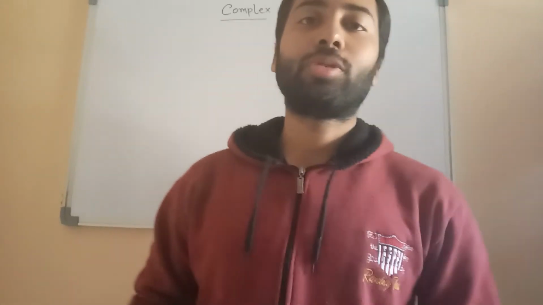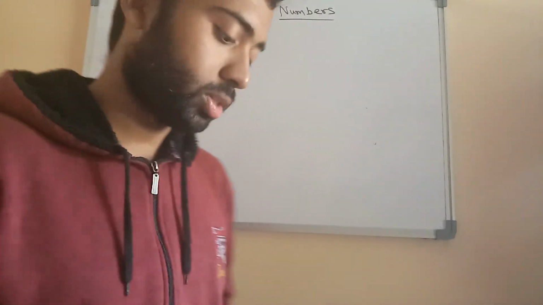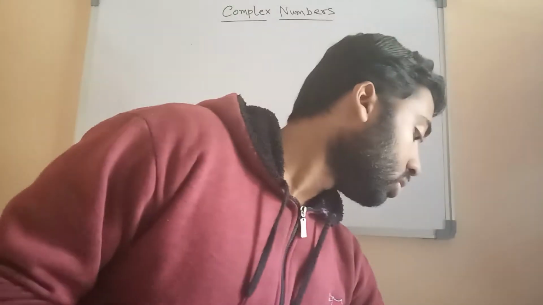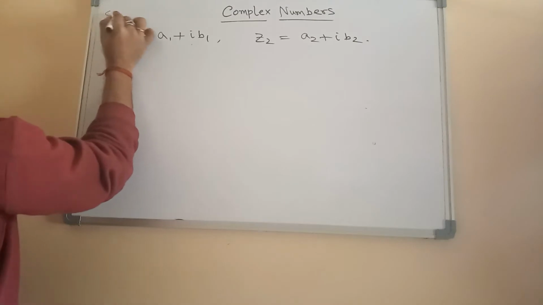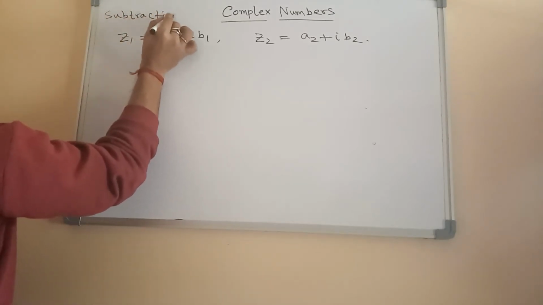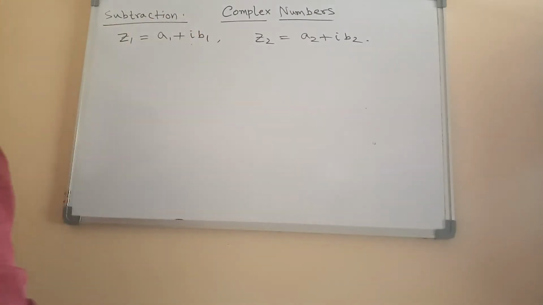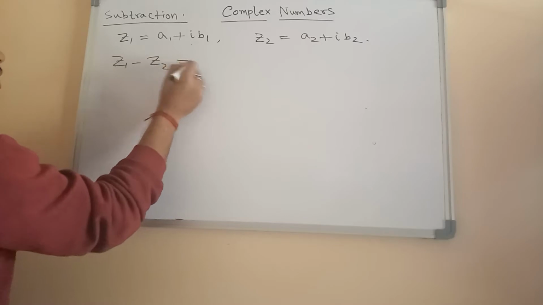So next we are going to discuss the subtraction for two complex numbers z1 and z2. Similarly, let us choose two complex numbers z1 = a1 + ib1, z2 = a2 + ib2. Subtraction. So we have to do z1 minus z2.